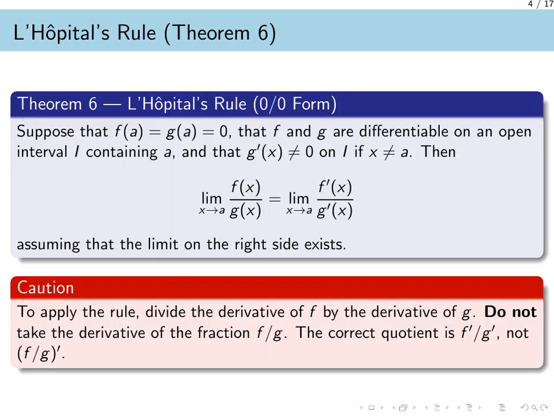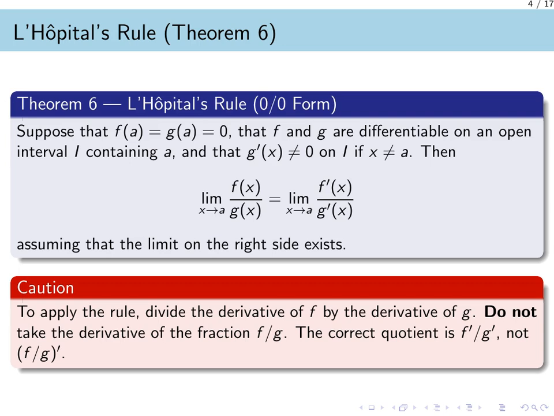Here is a powerful tool for finding limits called L'Hopital's rule, which helps us solve the indeterminate form 0 over 0. The theorem states that if we need to find the limit of a fraction, f of x over g of x, as x approaches a value a, and both f of a and g of a equal 0, we can try a different approach.